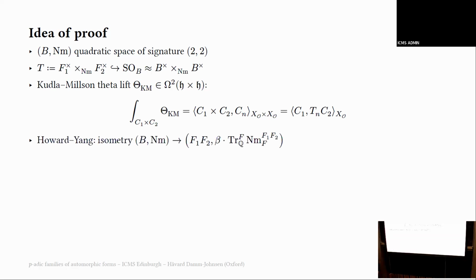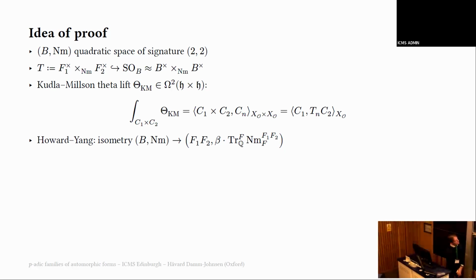Now we're going to do a change of model argument. Howard and Yang used in their work, in a different setting with definite quaternion algebras, an argument that works in this setting as well. It says that we can find an isometry between the quadratic space B with the norm form and F1, F2 with this strange quadratic form. This is a 4-dimensional space over Q, and it has this thing which you can check is a quadratic form. This is what we're going to use to cook up our Hilbert modular form.